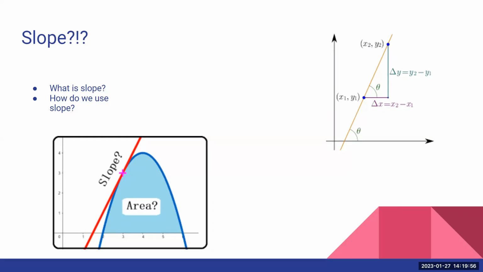How much do they move? What is their rise over run? So the formula is delta y over delta x, y1 minus y2 over x1 minus x2.